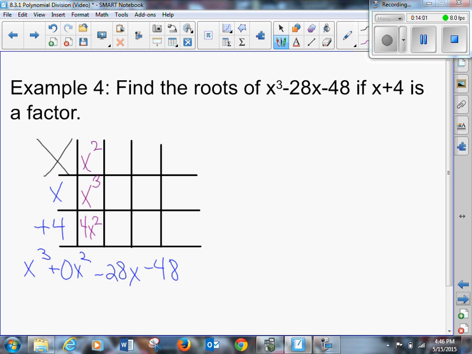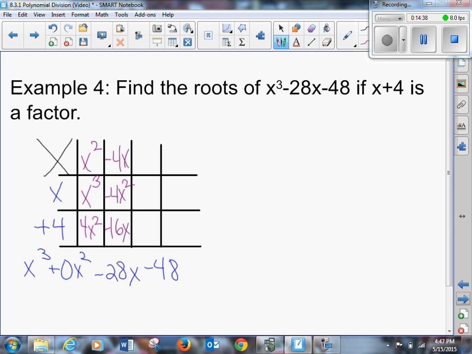If you look underneath, I need to end up with 0x squared. So now I need to put in the box diagonal from the 4x squared what I need to add to the 4x squared in order to get me to 0x squared. And that would need to be a negative 4x squared. So now when I add my x squared boxes, I get 0x squared, which is what I need at the bottom. So now above that, I say x times what gets me negative 4x squared, and I need a negative 4x, so that goes up above. The negative 4x gets multiplied by the 4, and I get negative 16x.